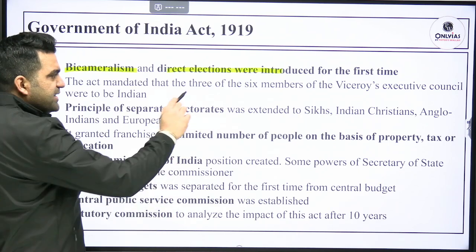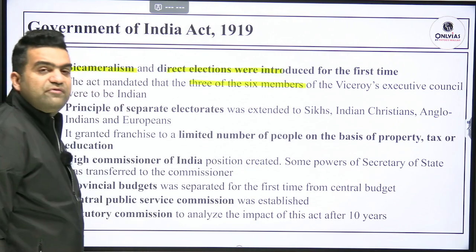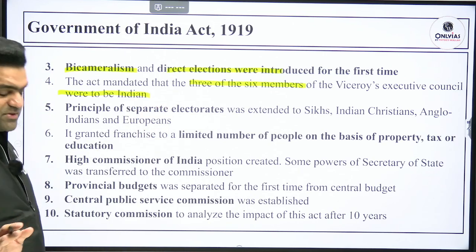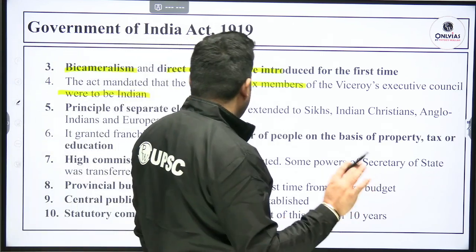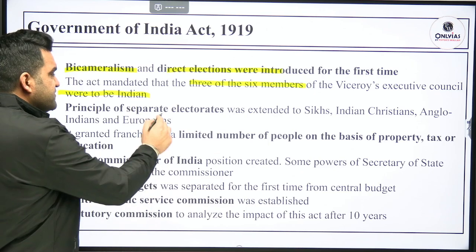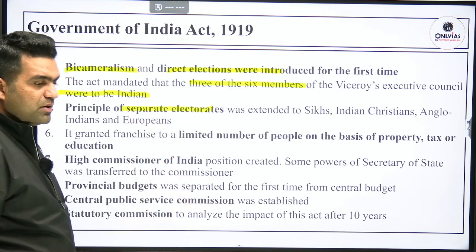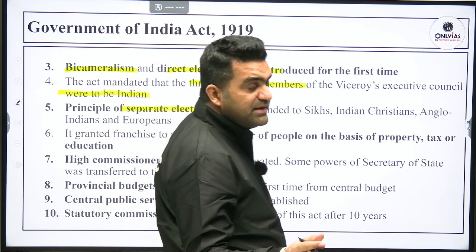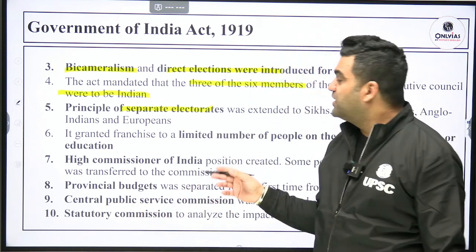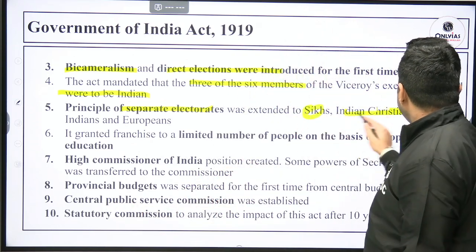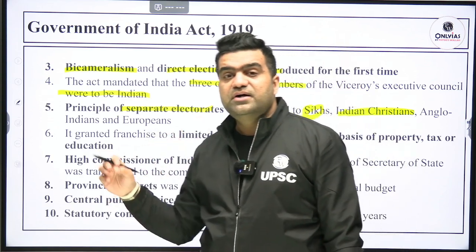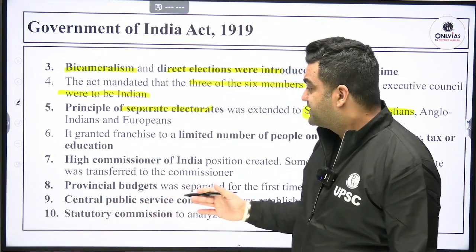The act mandated that three of the six members of the Viceroy's executive council were to be Indian. Three out of six, 50-50. Okay, the principle of separate electorates was extended, not confined to Muslims now. Britishers are extending the separate electorate policy to Sikhs, Indian Christians, Anglo-Indians, and Europeans also, thereby further deepening the divide and rule tactics.